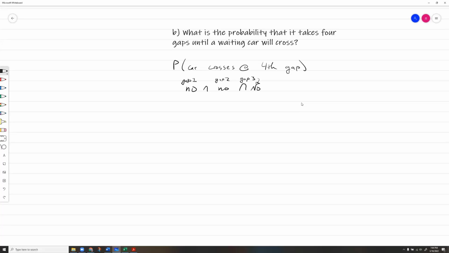No cross, and then finally we get to gap 4, and we have a cross. And so essentially we're saying that t is less than 15 seconds, t is less than 15, t is less than 15, and then t is greater than or equal to 15. How do we write this out using the exponential distribution? Well, we just need to find the probability of all of these things.